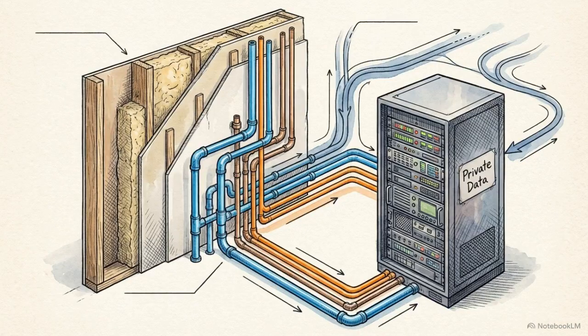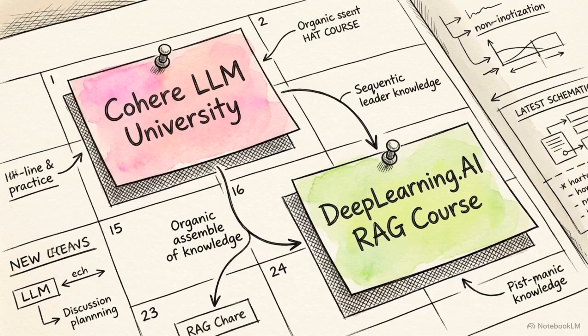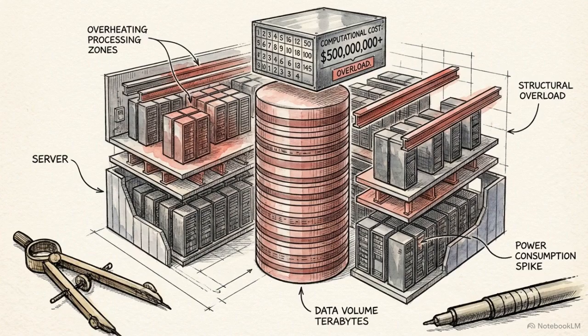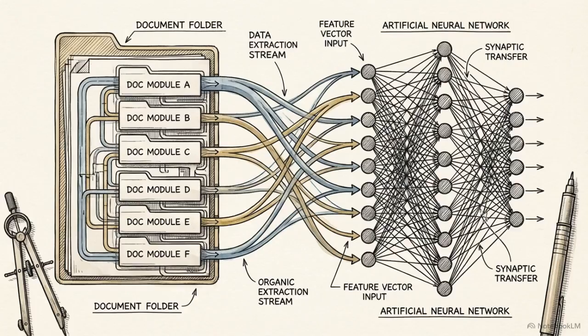Step 3 is installing the plumbing and electrical systems. We do this by customizing the base models with private external data. Add Cohere's LLM University and deeplearning.ai's short courses on Retrieval Augmented Generation, or RAG, to your curriculum document. Many developers assume fine-tuning model weights is always the required next step, but fine-tuning is expensive and data-heavy. RAG is often a cheaper, more effective solution to give a model specialized knowledge.